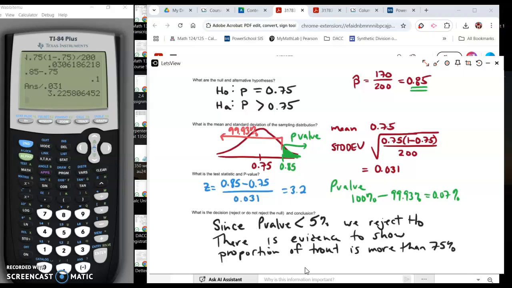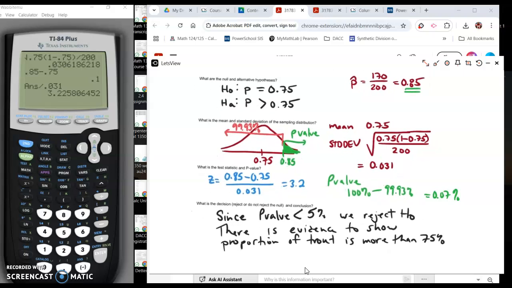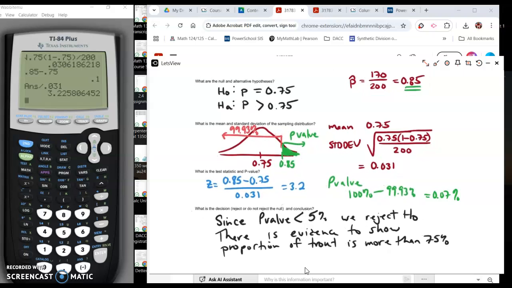So on a test, this could be a multi-step problem. Make your hypotheses, find your mean and standard deviation, find your test stat, find your p-value. You guys have to do all these things at once. Now, the nice thing, if you do want to use the calculator, it won't do your hypotheses for you, but what it will do is jump down and find this z and find this p-value pretty easily.